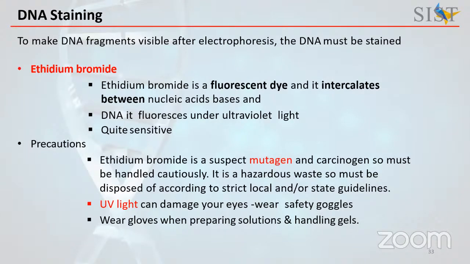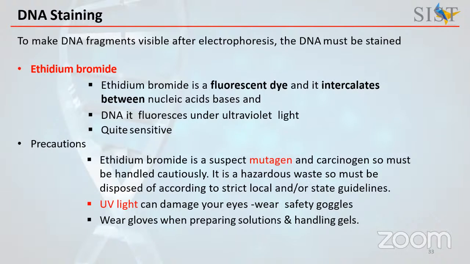And therefore, ethidium bromide is used. Anyhow, it is a suspected mutagen, means it can cause mutations in the DNA. Therefore, it can cause cancer, all right? It is a suspected mutagen and carcinogen. So when we are dealing with EtBr, which is ethidium bromide, we should be careful in the laboratory. That's why we normally have a separate gel room in any laboratory for gel electrophoresis.